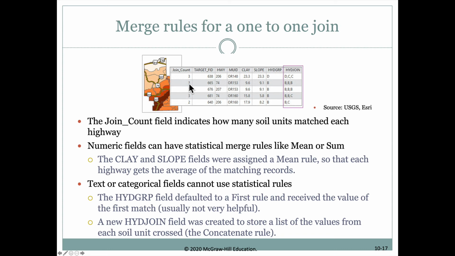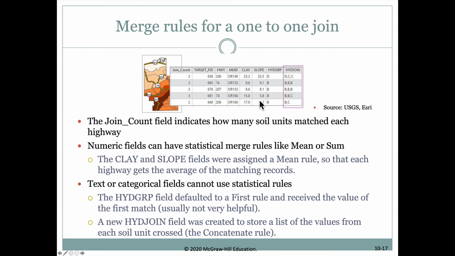That would be the join count, because that's how many different types of soil it's passed over. And then we can see that we have 2 different numeric values here. So this was everything that was in the highway table, and now we're adding in the stuff from the soil table. We have clay, slope, and then we have this hydrograph number. And so for the clay, what it does in this case is it takes a mean or average value. It uses the mean rule, and it takes the average value of the clay content for each of those layers and reports the mean here.